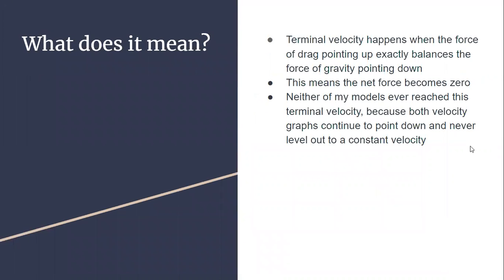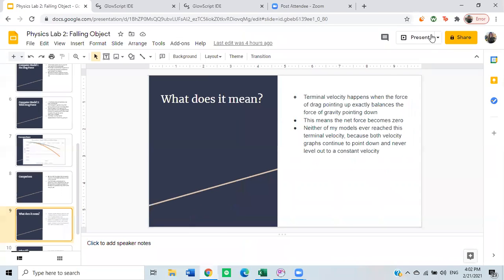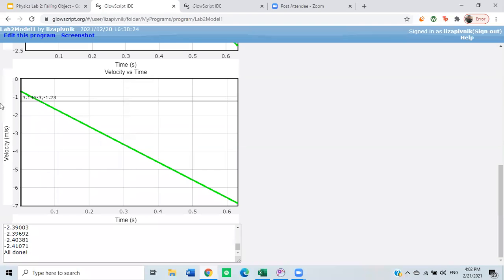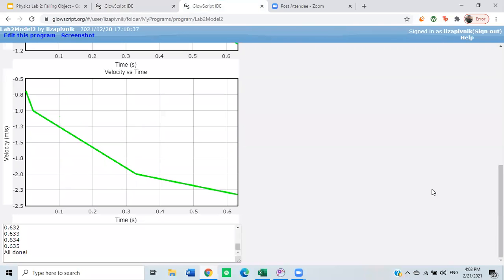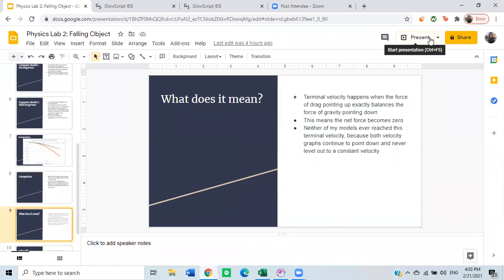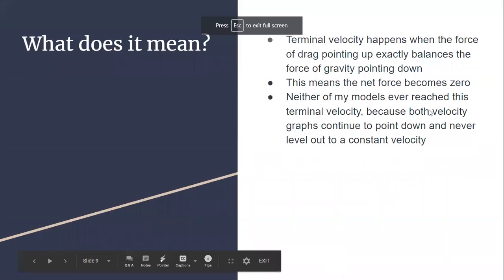Now, what does this all mean? So terminal velocity happens when the force of drag pointing up exactly balances the force of gravity pointing down. This means that the net force becomes 0. But if we look at my models, both the first one and the second one, we can see that in model 1, the velocity versus time graph is constantly pointing downwards, meaning that it never levels out and is never straight. And same for this one over here for model 2. It's never a straight line, horizontal meaning, and thus neither one of my models ever reaches a terminal velocity.